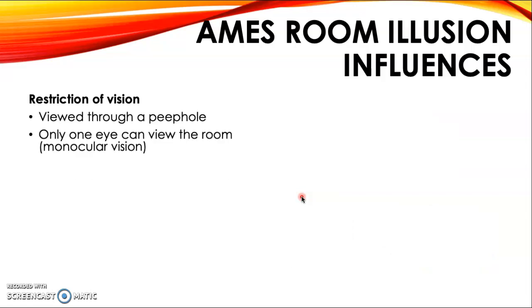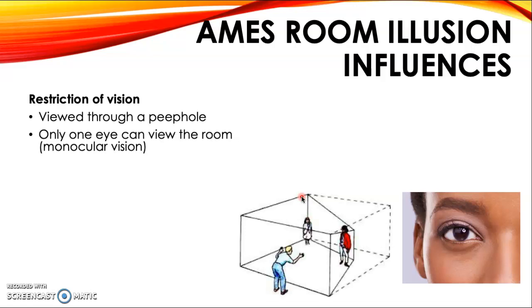Now, this occurs because we have a restricted vision. So the room is only viewed through a peephole. And because it's a peephole, you have monocular vision. Only one eye can view the room. So you can't use binocular cues to determine what's going on, only monocular cues. That's another example of what the room looks like.